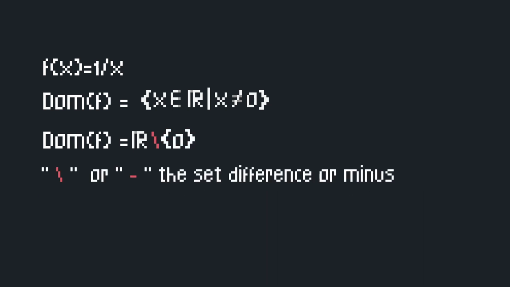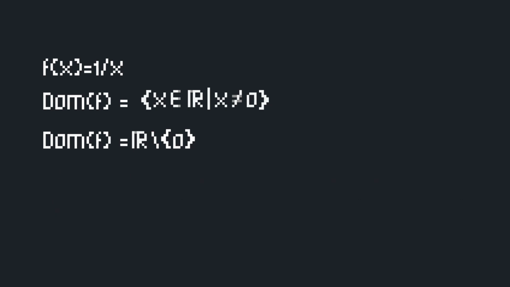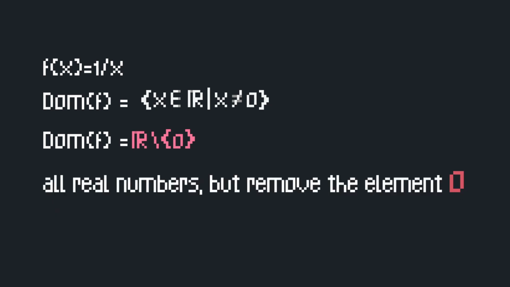The symbol backslash is called the set difference. It's read as "minus" in the sense of sets, or more formally, a set without the elements of another set. So if we write A\B, it means all the elements of A, except for those that also belong to B. Here, we have R\{0}. That reads, take all real numbers, but remove the element 0.